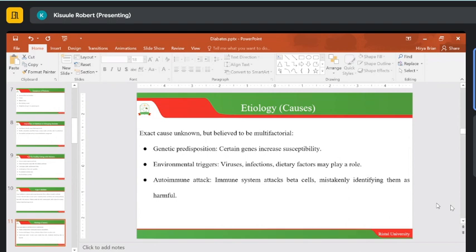And we'll also look at environmental triggers such as viruses and infections. Then we'll also look at dietary factors, which could also play a role. And also an autoimmune attack. Here the immune system attacks beta cells and mistakenly identifies them as harmful. People are talking of other diseases that leave a similar memory.